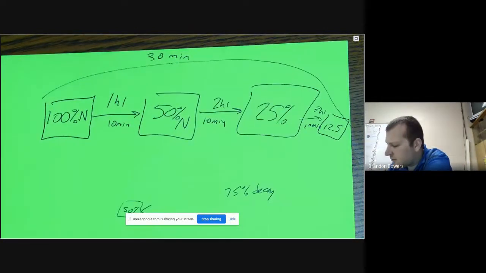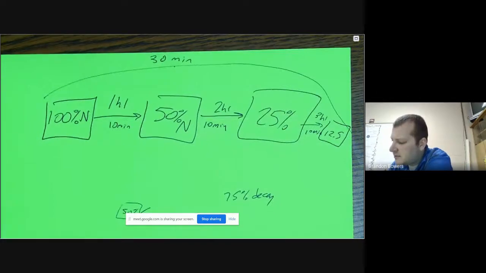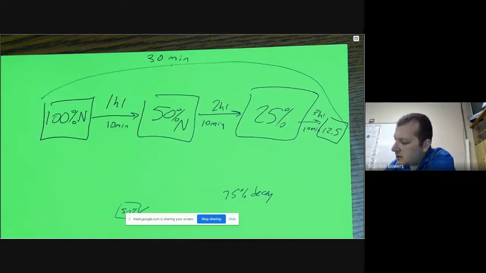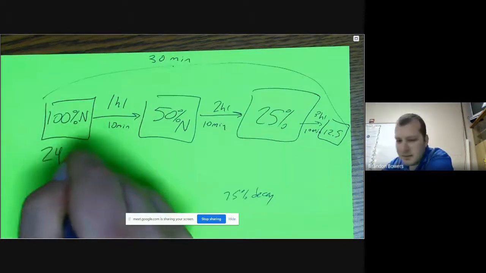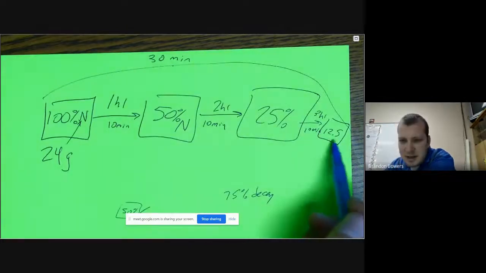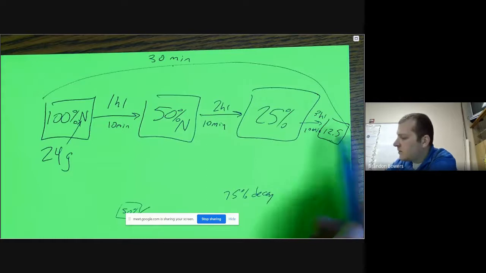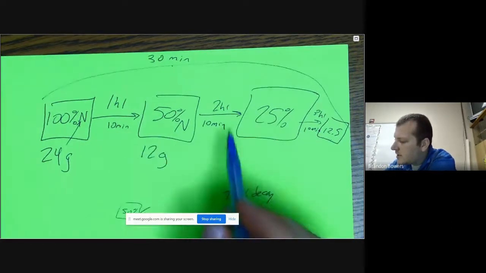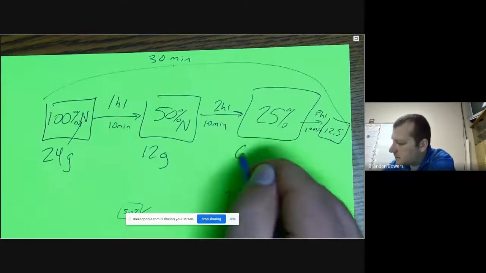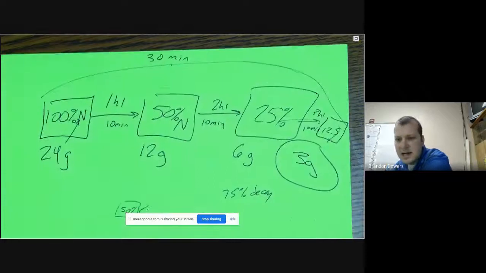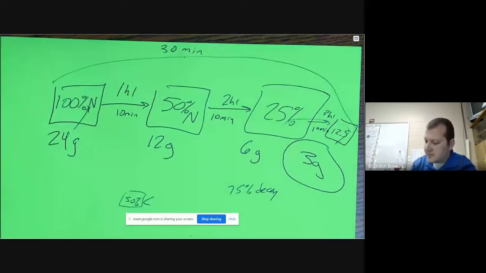A different type of question you might see tomorrow is, let's say you start with 24 grams of nitrogen. How much would you end up with over here? Okay, well, what's half of 24? What's half of 12? What's half of 6? And that is your answer. That's how many grams are left of the nitrogen.